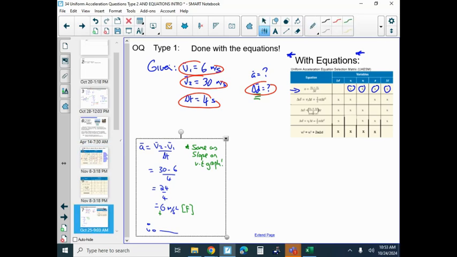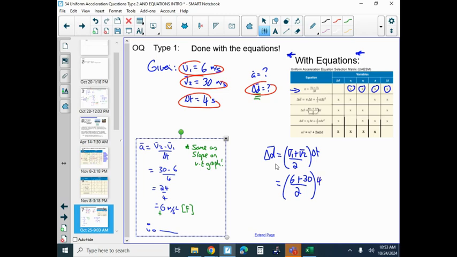We can say, okay, we've got this equation, delta D equals (V1 plus V2) divided by 2 times delta T, okay? And we're going to talk soon about what it means, why it makes sense. But for now, let's just see that it works, okay? So we're going to put in V1 and V2. So we're going to have (6 plus 30) over 2 times the 4.